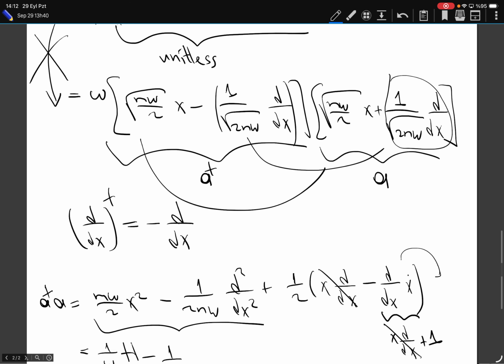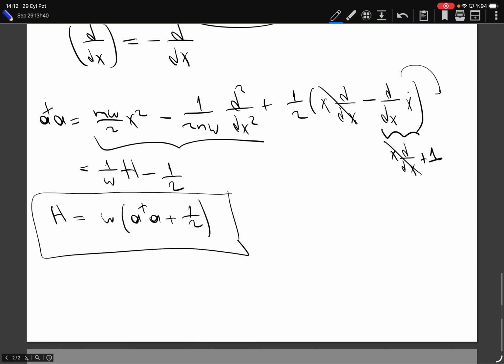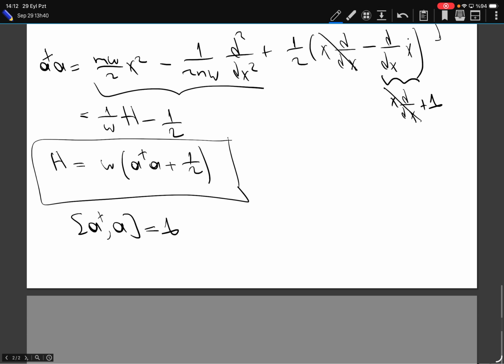Now, how do we determine which one is A and which one is A dagger? If you don't know the answer, or if you forget which one is A and which one is A dagger, you should check the commutators. This should be 1. Let's see, H, A dagger would be omega, and H, A would be minus omega.